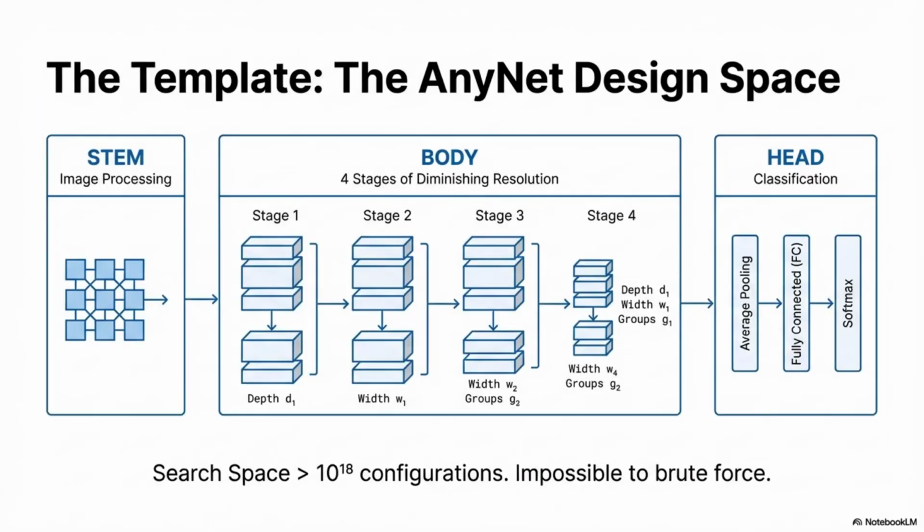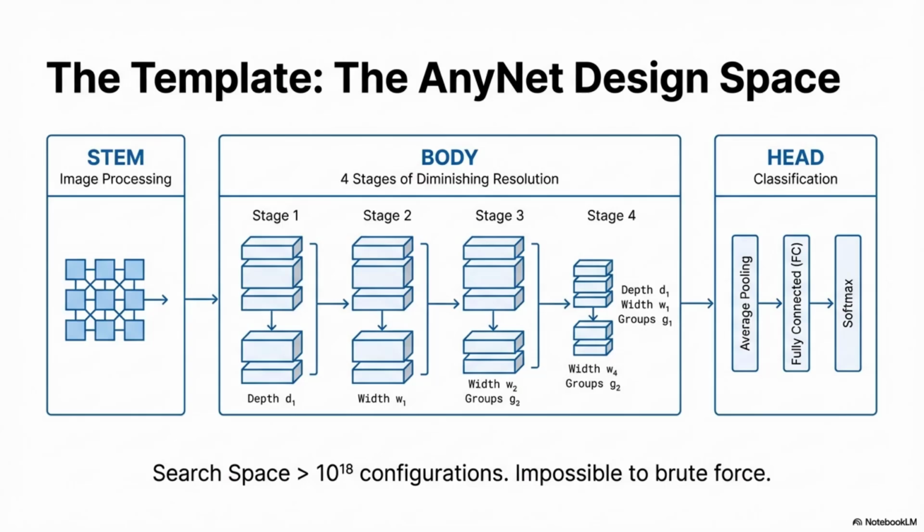And to do this, researchers created this generalized template called the AnyNet design space. As you can see, it has a pretty standard structure, a stem for that initial processing, a body with multiple stages, and a head for classification. But, and this is the key part, parameters like the depth and width of each stage were left free to vary, creating this huge space of possible architectures.